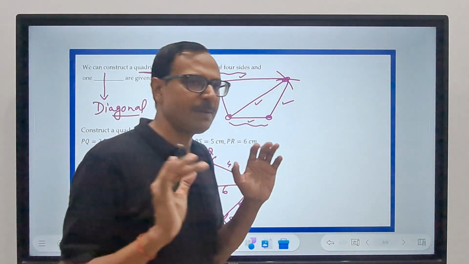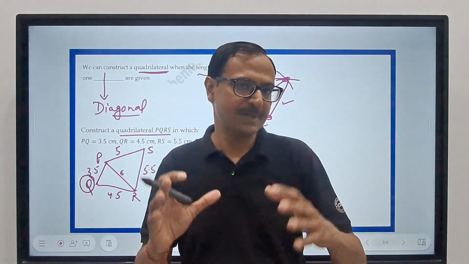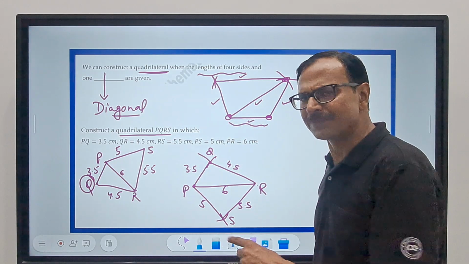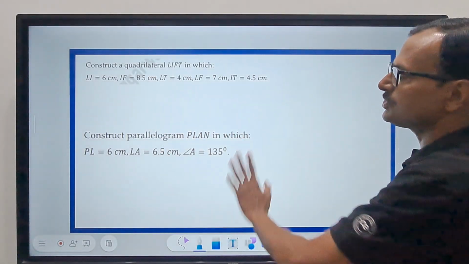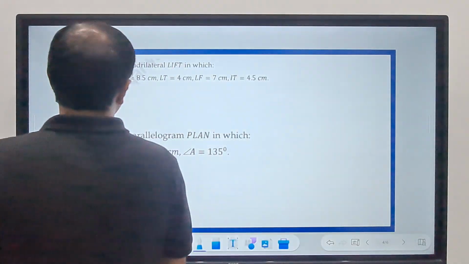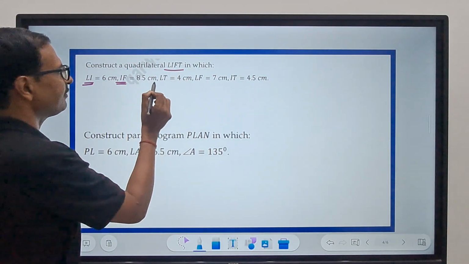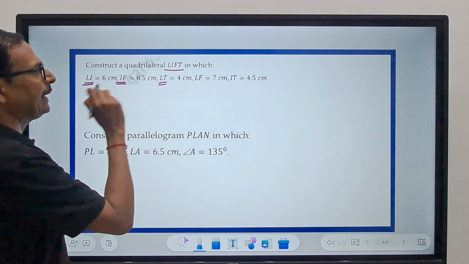Pretty easy. See, marking the arcs by taking accurate radius in the compass, that is the key here if you want to draw it accurately. Let's see one more question. Here we have a similar looking question. So the quadrilateral is LIFT. LI is the side, IF is the side, FT, where is FT? LT is the side, LT, right?